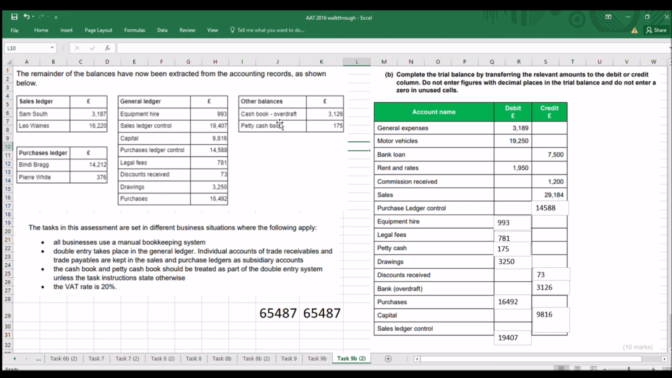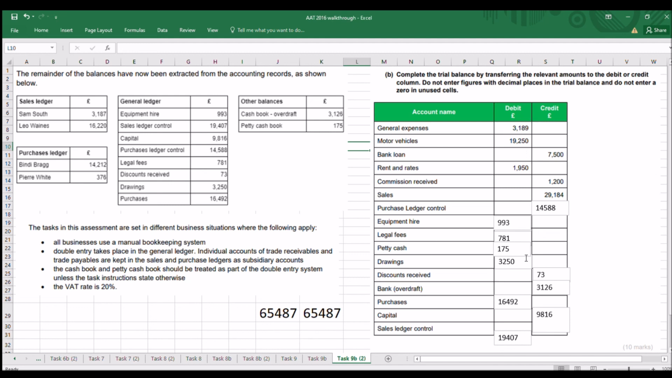So it's a money out item. So a money out item is a credit, 3126. So that one is 3126 on this side here. And the petty cash book is an asset. It's cash held now, so it's a money in item, 175 debit. You add all of those up, and you'll get a total of 65,487. And that's the same on both sides, so we know that our answer is definitely right, and so that's how we check our work here.